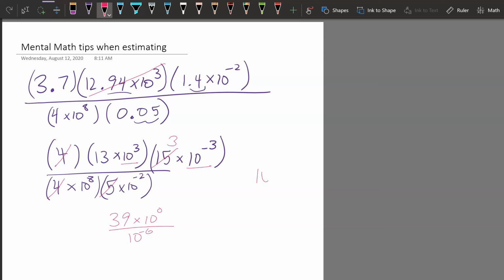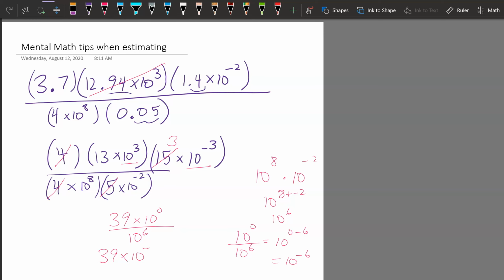So when you multiply powers of 10, remember, what you're really doing is adding the exponents together. 8 plus negative 2, that's 10 to the 6. I just made a mistake. It's not 10 to the negative 6. It's 10 to the 6 down there. Now, 10 to the 0 divided by 10 to the 6, that's the same thing as 10 to the 0 minus 6, or 10 to the negative 6. So the final result here is 39 times 10 to the negative 6.